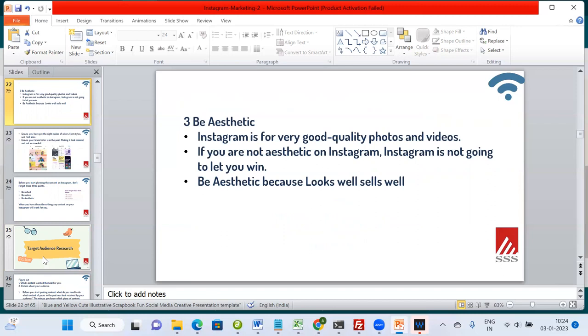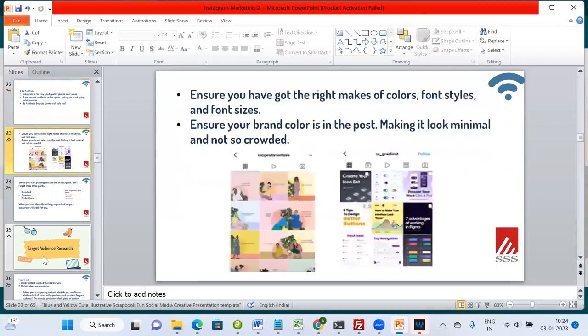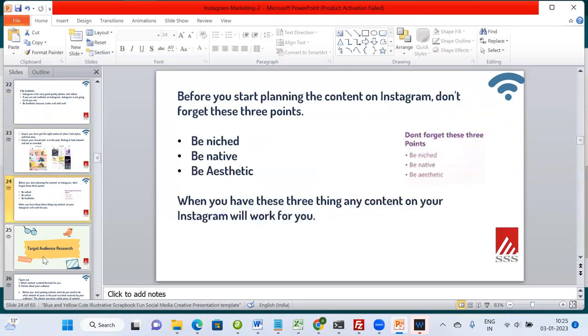You have to be posting good quality videos and good quality photos on Instagram, because your profile, everything that you post, should look neat and clean, and it should be very attractive also. Ensure you've got the right mix of color, font, size, etc. Ensure your brand color is in the post, making it look minimal and not so crowded. So these are some very important things about the content that we have to post.